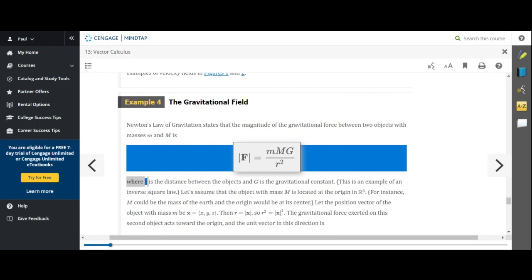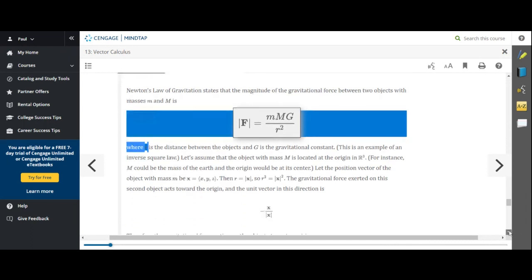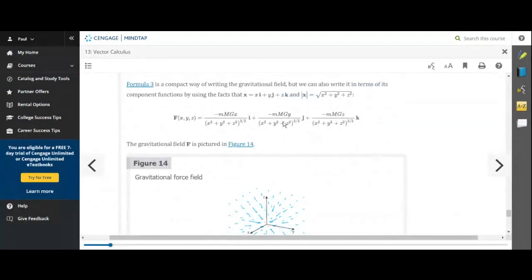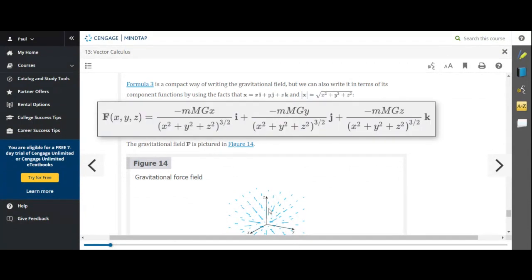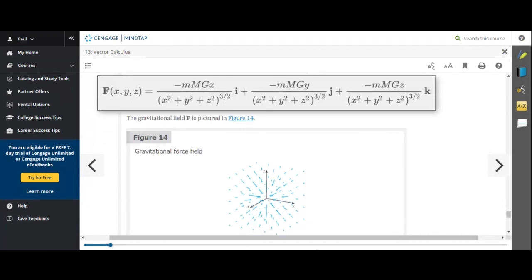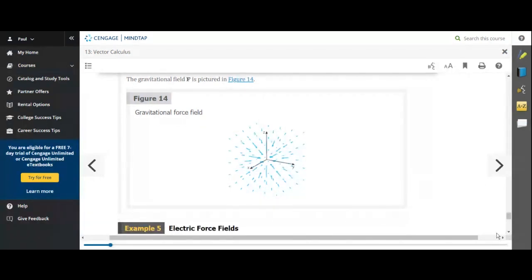So now if we were to write out the gravitational field in terms of its components, this is what the components are. And we have a picture below that shows an example of a gravitational force field. The origin would be like the center of the Earth, and there's your gravitational force field. Are there any questions on that?